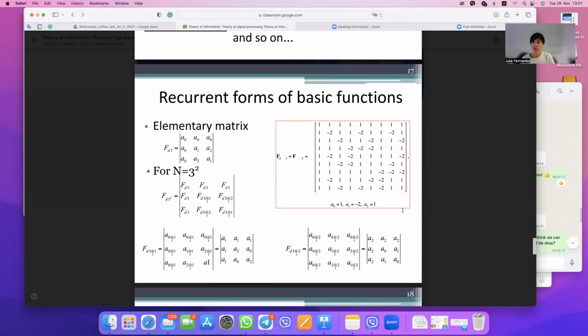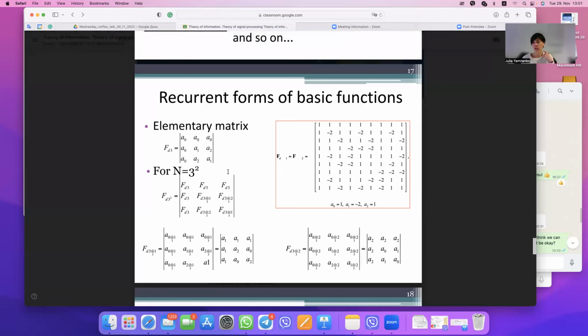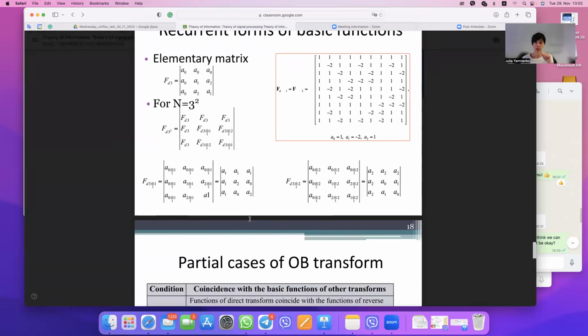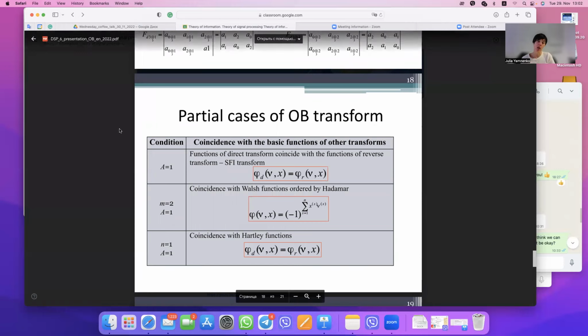The same recurrent algorithm will work for enlarging the dimension of the matrix further. So the 9 by 9 matrix will be used for the construction of the 27 by 27 matrix, then 81 by 81, and so on, with the same logic of recurrent form. And this is a good advantage, because this is a method that could very easily be put into an algorithm in a computer during programming.